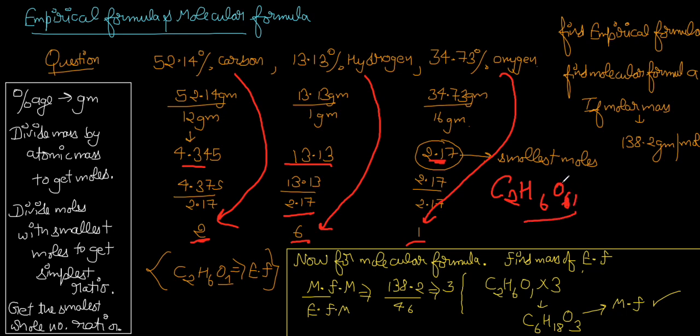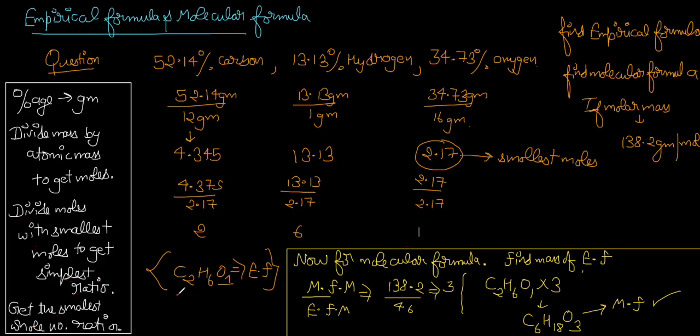That's it. Beta, for your reference, I've written the steps here as well. Convert the percentage into grams, divide the mass by atomic mass to get the moles, divide moles with the smallest moles to get the simplest ratio, get the smallest whole number ratio. That's it. Now that you have calculated the empirical formula, they ask us the molecular formula as well. It could be asked that what is the molecular formula?